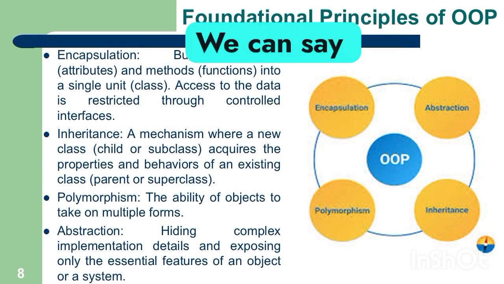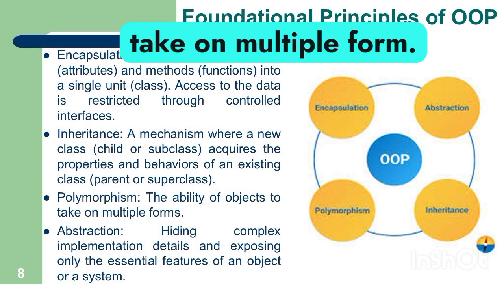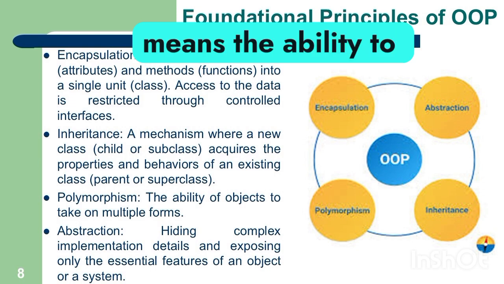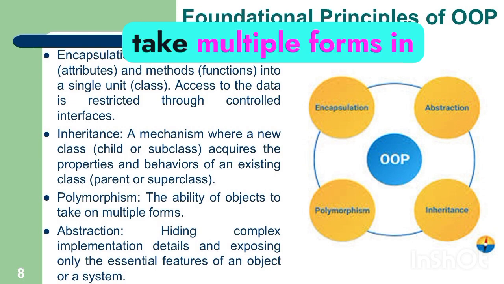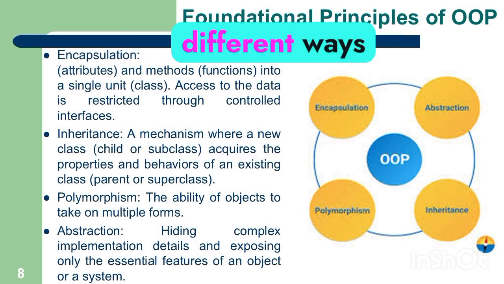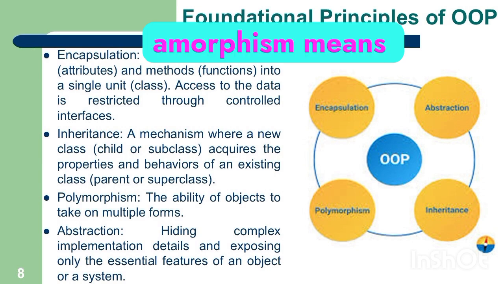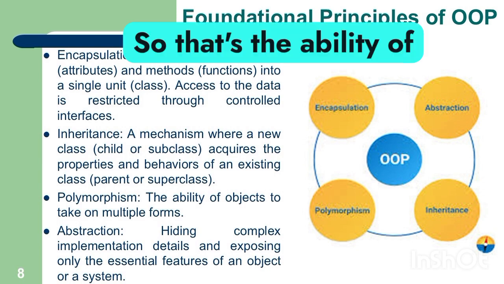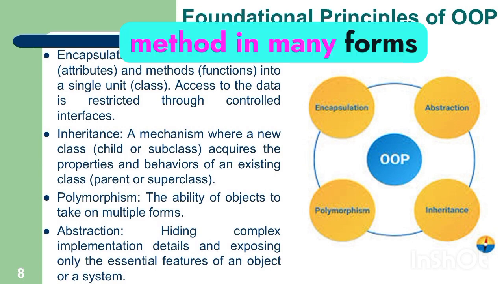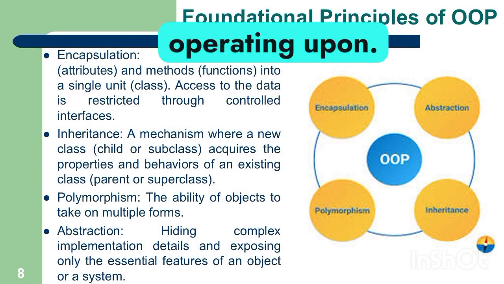In polymorphism, we can say it is the ability of an object to take on multiple forms. Polymorphism was originally a Greek word that means the ability to take multiple forms. In an object-oriented paradigm, polymorphism implies using operations in different ways. Thus, poly means many, and morphism means forms. So that's the ability of using a single method in many forms, depending upon the instances you are operating upon.